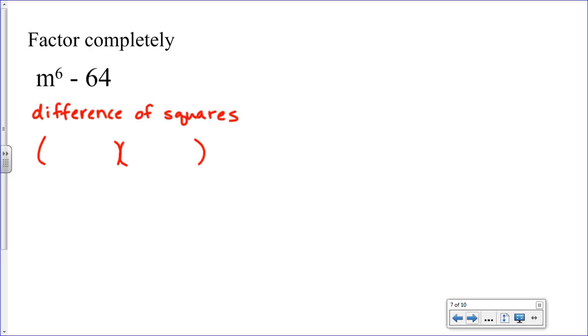So the square root of n to the 6th. So what's 1/2 of 6? 3. So it will be n cubed. And the square root of 64, 8. And 1 is plus, 1 is minus. So now I have the sum of cubes and the difference of cubes.